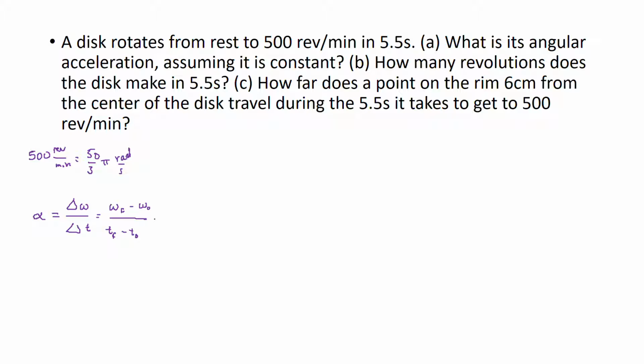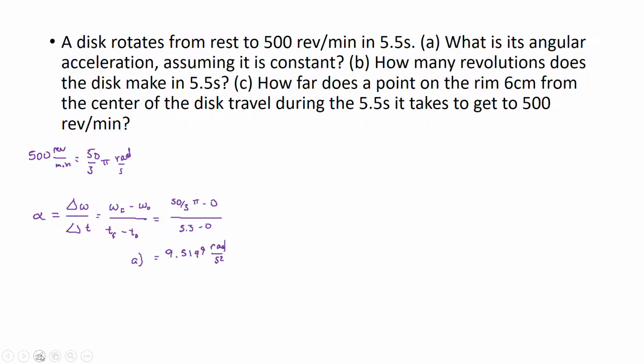We know that this thing starts from rest, so the final angular velocity is going to be 50 thirds of pi minus 0 over 5.5 seconds minus 0, and this is going to give us 9.5199 radians over second squared. Okay, that's the first one. Now we need to know this part A.